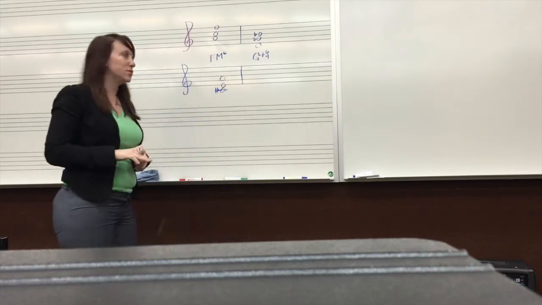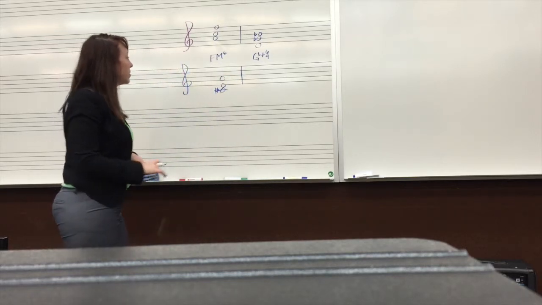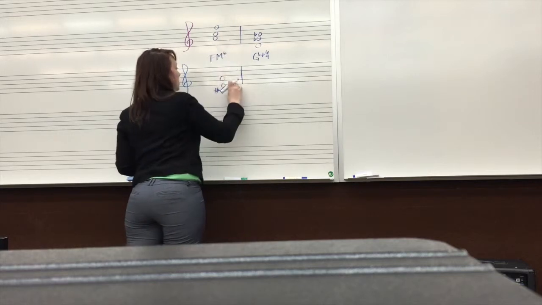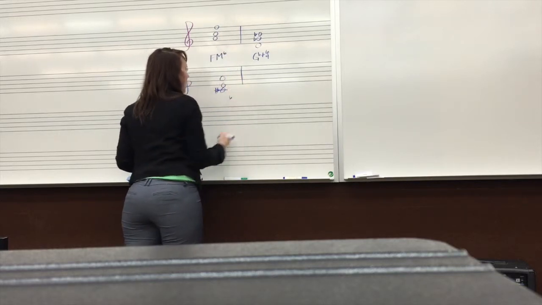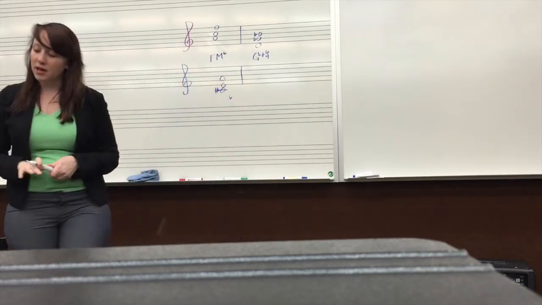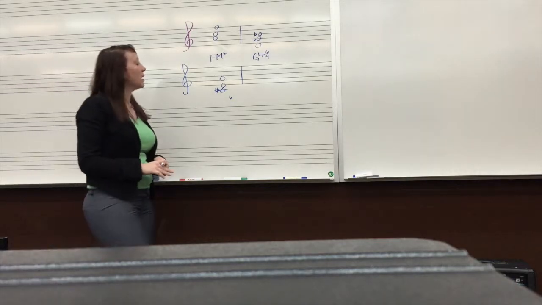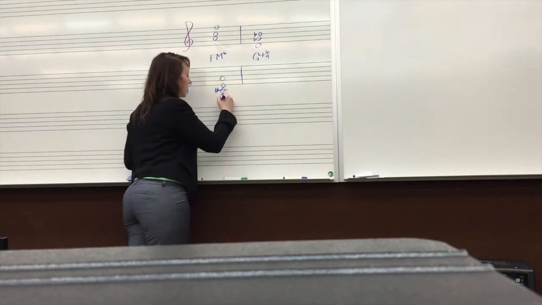And which does this most closely resemble? First inversion. It's very similar to this with the third and the sixth. And if we have A, C sharp, and E, what quality triad is that? So a major triad. A major.